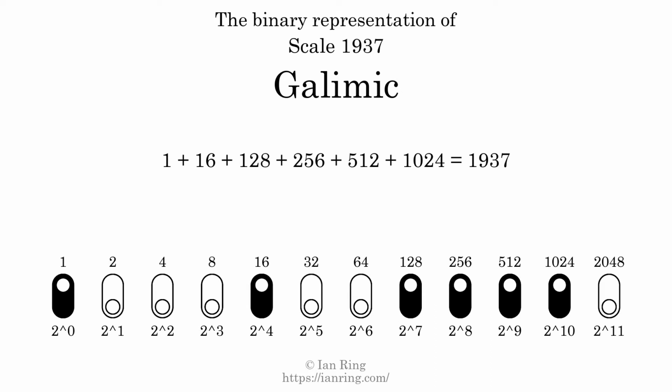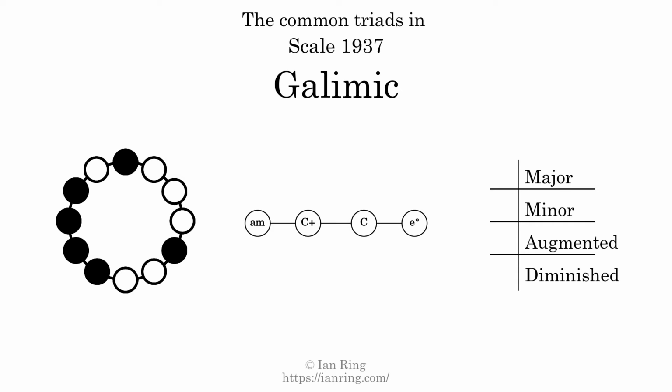1937. The scale number not only enumerates the scale with a unique index, but it also literally describes the tonal content of the scale. Represented as a binary number in base 2, the scale number is 0111100100001. Here are the common triads present in this scale.